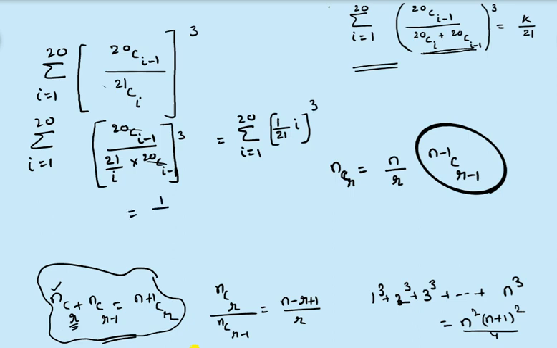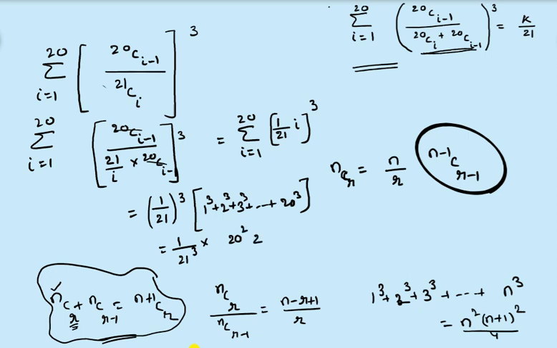That further we can write as, if you take 1 by 21 cube, yes or no, 1 by 21 whole cube will come outside. That summation expansion you will get 1 cube plus 2 cube plus 3 cube plus and so on plus 20 cube. Sum of the cubes of the first 20 natural numbers you know, that is equal to n square into n plus 1 whole square divided by 4. That we are getting 100 divided by 21. That is given in the question as k by 21. So the value of k is equal to 100, right?